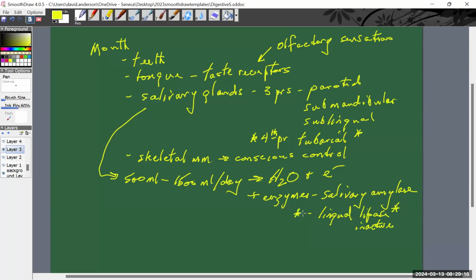So mechanical digestion begins in the mouth for everything that's found in the mouth because of teeth and the tongue and mixing with the saliva. So the other thing to keep in mind about saliva is that it also has other responsibilities. You can appreciate that it's going to moisten food.